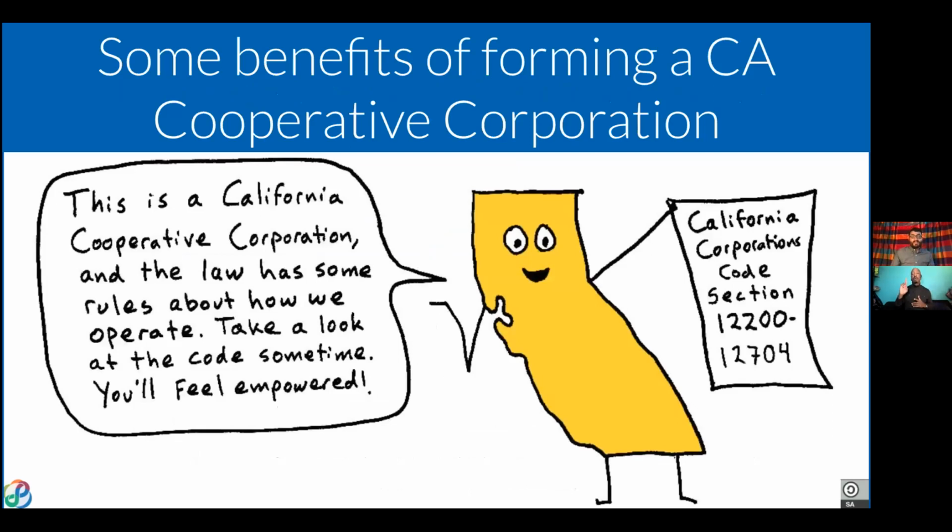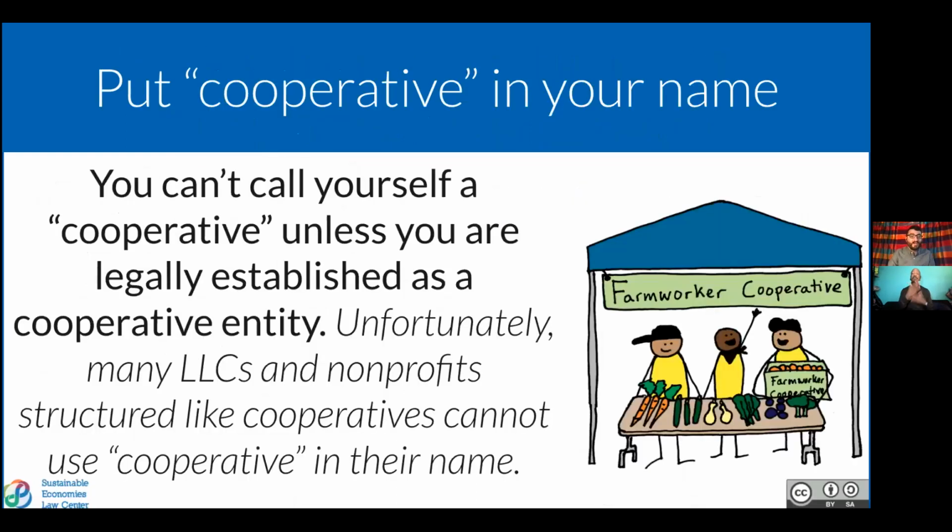So what are some benefits of forming a California cooperative corporation? We do have a specific corporation in California called the California Cooperative Corporation. And I'm going to give you some reasons why, or some benefits about why you could choose this legal entity. So you can put cooperative in your name. A lot of people are gravitating toward cooperatives these days. If you want to engage the community and foster a broad sense of ownership, being a cooperative and calling yourself a cooperative might help with that.